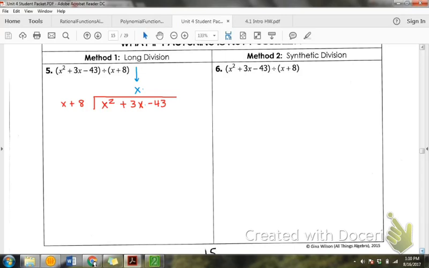All right, now I'm going to say to myself, x times x is what? Okay, so then it's going to go under the x squared. X times 8 is what? 8x. It's going to go underneath the x. Do you notice how these are all x's here and these are all x squareds? You see how they're lined up like that? You should keep it like that, okay?